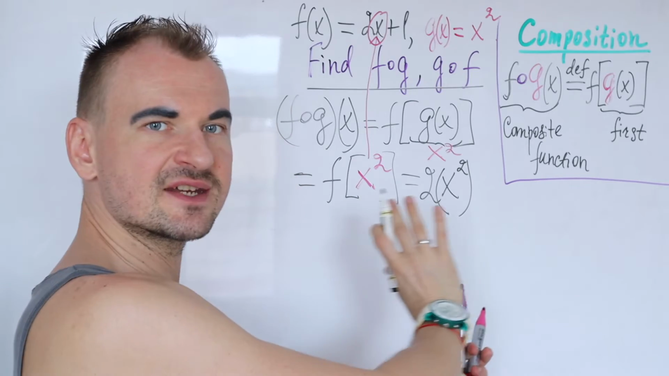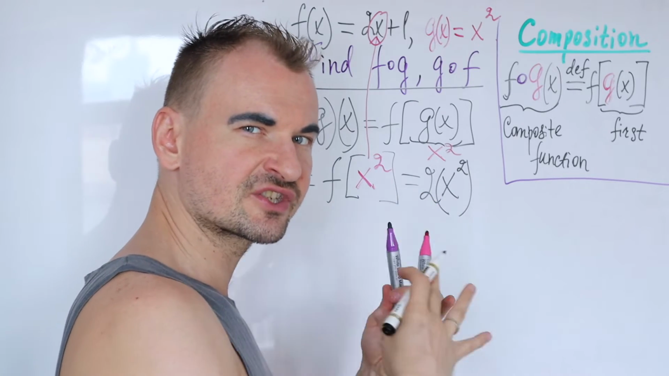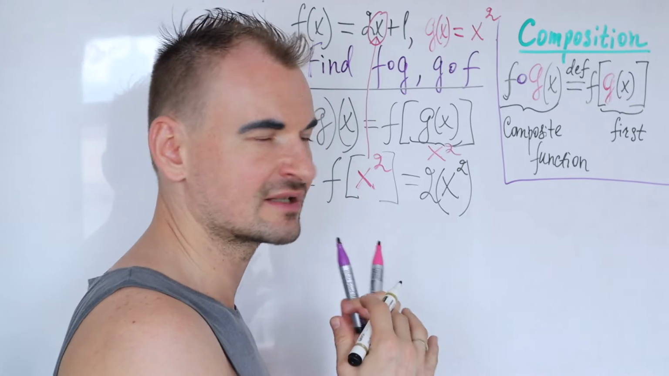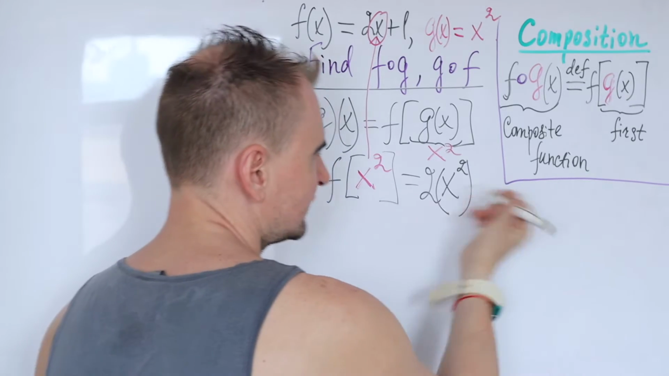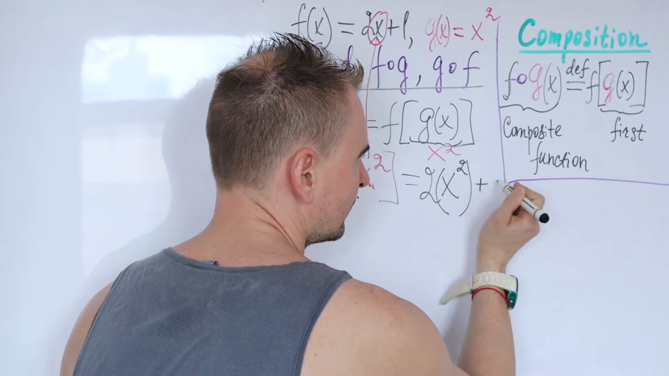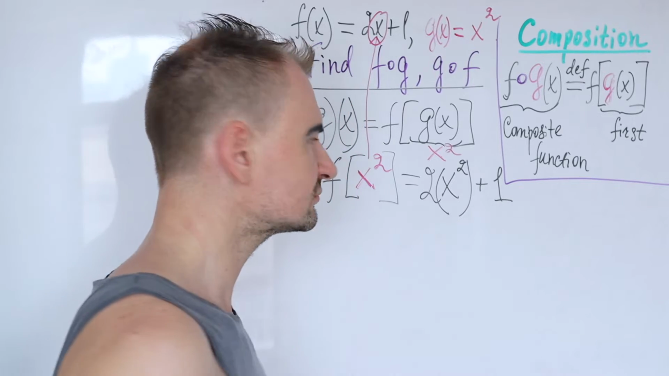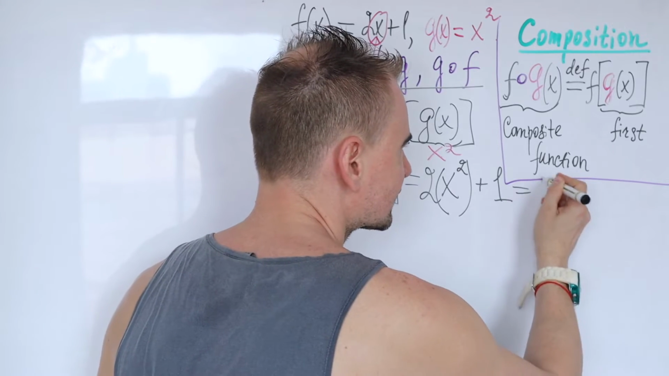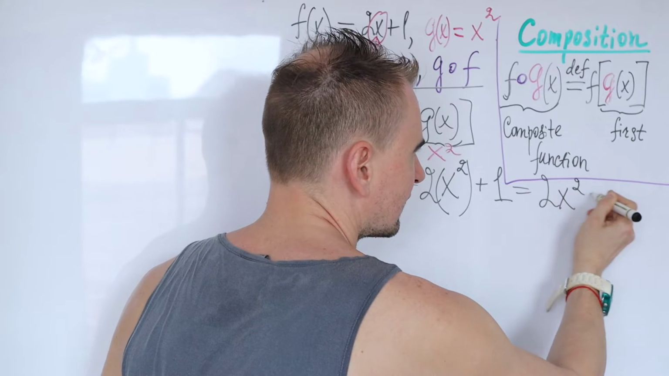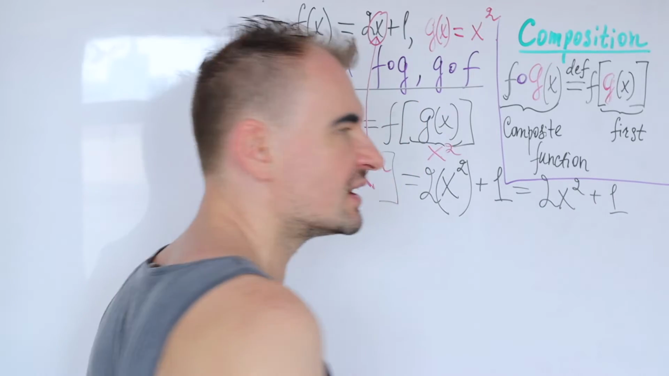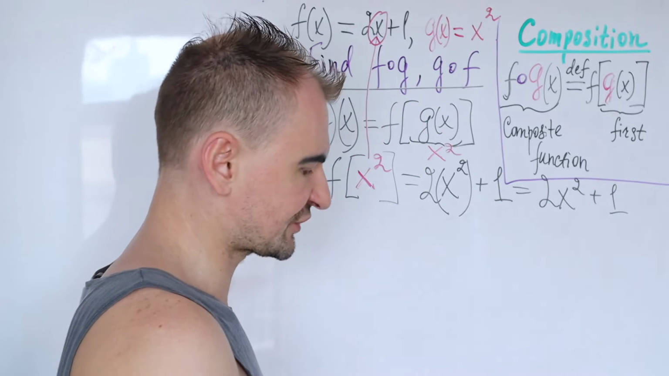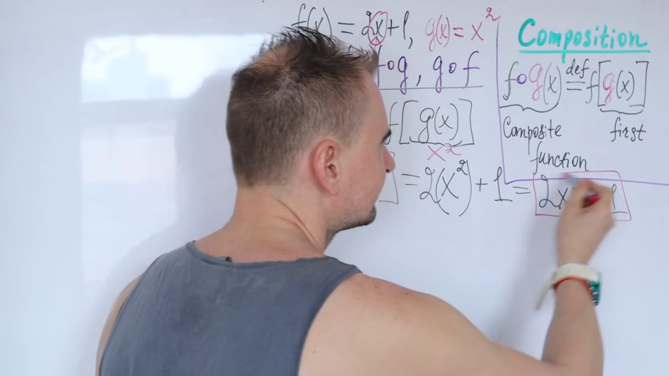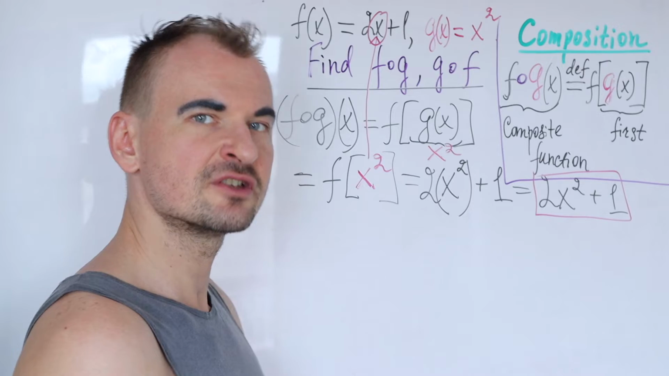I'm just writing these parentheses in order to emphasize it. Actually you don't have to write them. They don't make any difference at this point, but just to underscore this, plus 1. And as I said, we could simply ignore these parentheses. And your composite function is 2x squared plus 1. This is your f composition g.